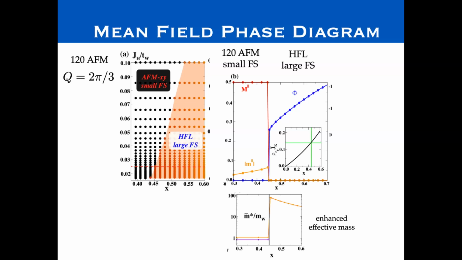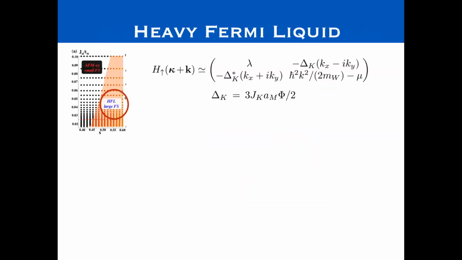So anyways, if we now look at a cut through this phase diagram, with these mean field parameters, here's my magnetic state, here's my heavy Fermi liquid state. This transition is first order within the mean field limit. It's a very interesting question to think about going beyond that, and whether that remains first order. We also see this large effective enhanced mass as indicative of the heavy Fermi liquid state.